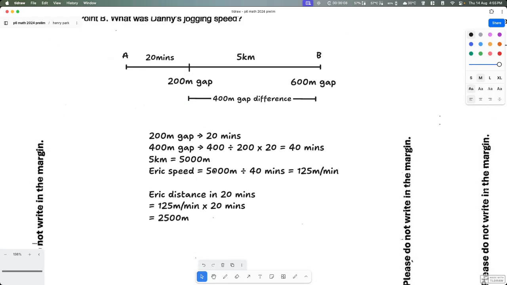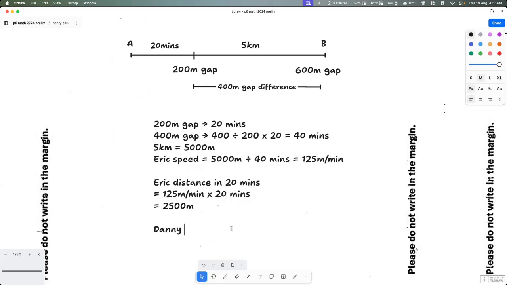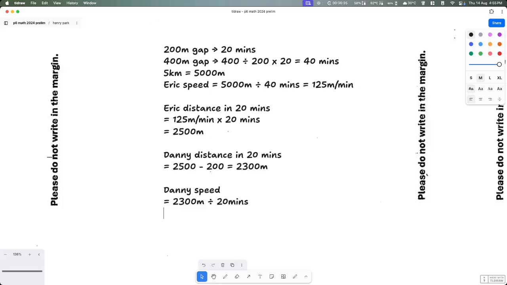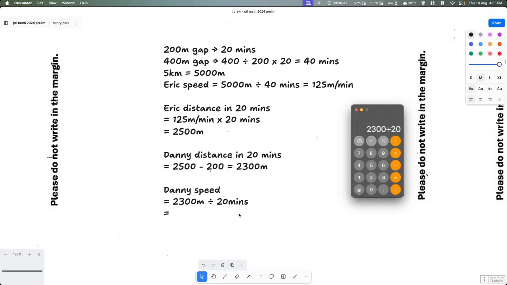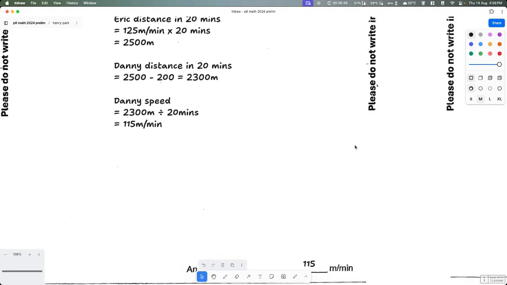So Danny's distance in 20 minutes is equal to 2,500 minus 200, which is equal to 2,300 meters. And then Danny's speed is equal to 2,300 meters divided by 20 minutes, right? Divided by 20, this will give us 115 meters per minute. So that's the answer, 115. There you go. All right, let's move on to the next question.